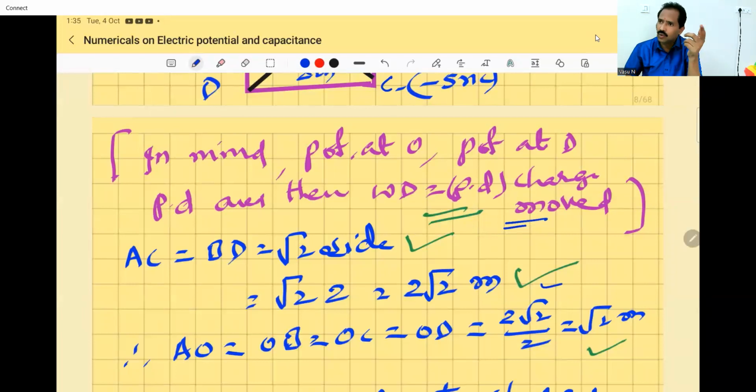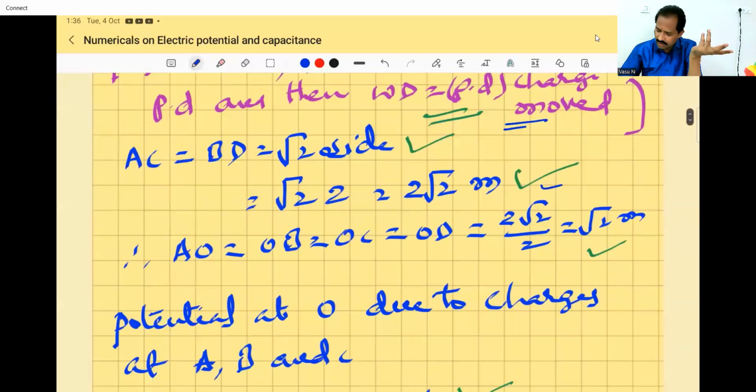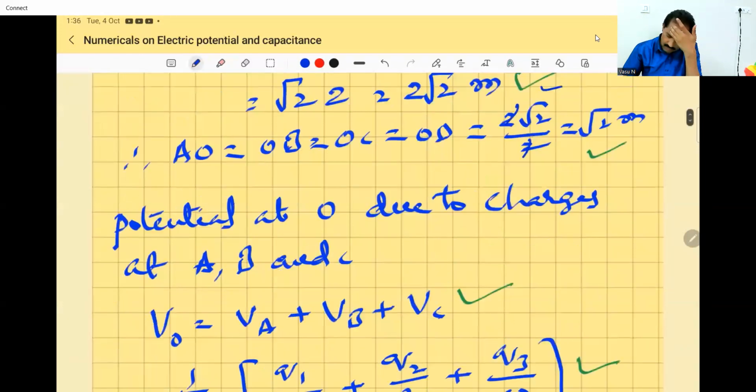If it is in centimeter, it would be 2√2 centimeter or 2√2 into 10 power minus 2 meter. Care should be taken to convert the units. Here it is given in meter, so you can directly put it in meter. Now suppose I want AO, OB, OC, OD. Then half the diagonal comes. The diagonal is 2√2 meter, and 2√2 divided by 2 gives half the distance. The 2 and 2 get cancelled. The remaining is √2 meter.